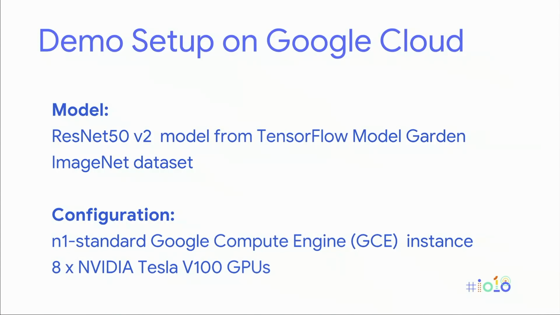The TensorFlow Model Garden is a repo where there is a collection of different models. They're written in TensorFlow high-level APIs. So if you're new to TensorFlow, this is a great resource to start with. I'm going to be using the ImageNet dataset as input to model training. The ImageNet dataset is a collection of over 1 million images that have been categorized into 1,000 labels. I'm going to instantiate the N1 standard instance on GCE and attach 8 NVIDIA Tesla V100s or Volta GPUs.